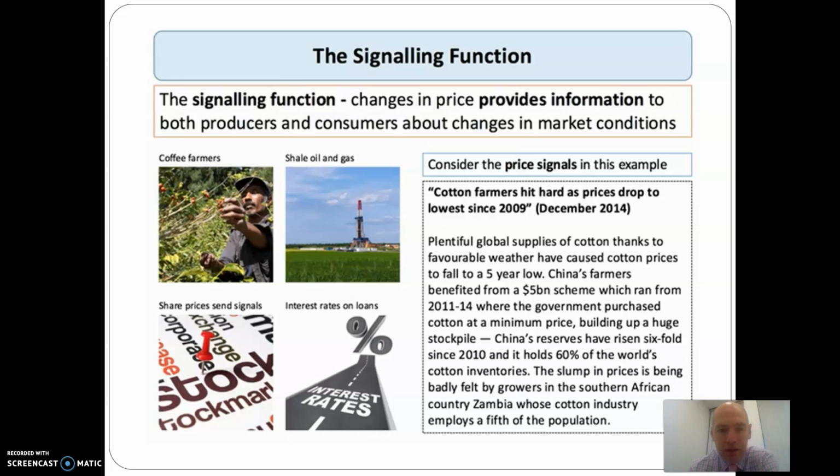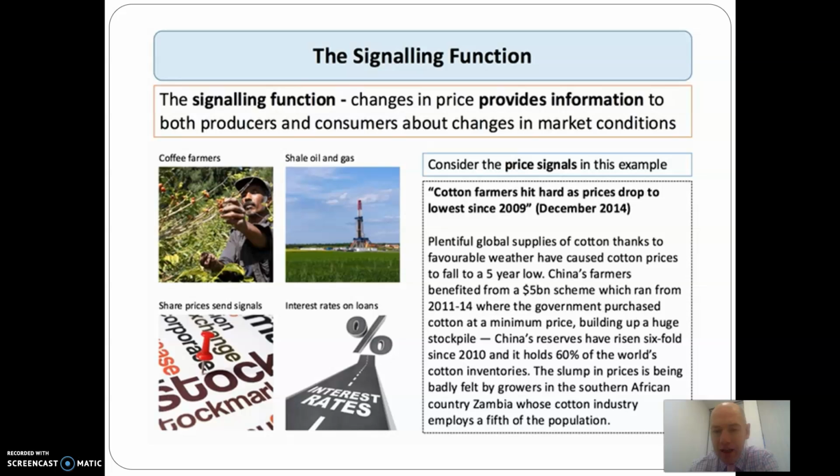Have a little look at the images on the left hand side. So coffee farmers, if there's an increase in price of coffee beans, again they may wish to plant more the following year. Shale gas, something that's quite controversial, but because potentially it's very lucrative, and prices are going to allow significant profit, a number of firms have looked to explore that and be able to exploit gas reserves in each country.